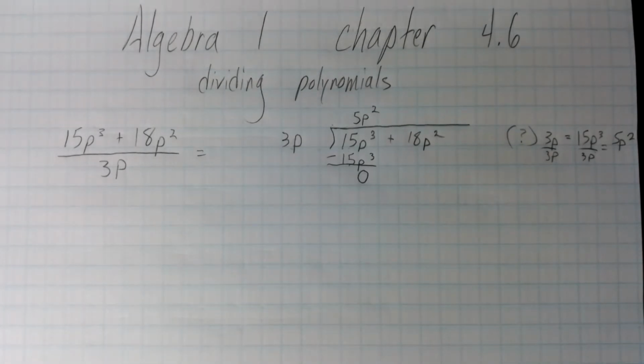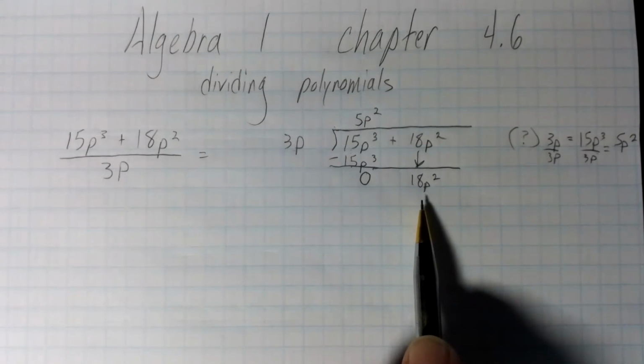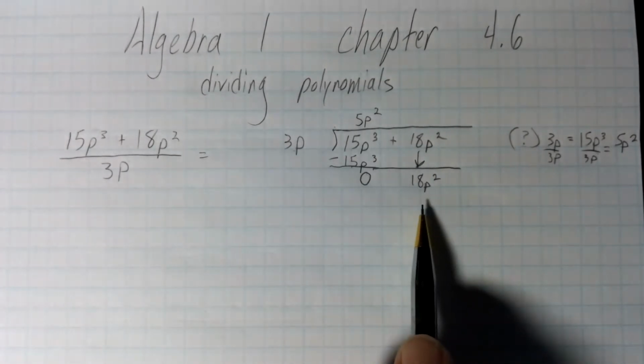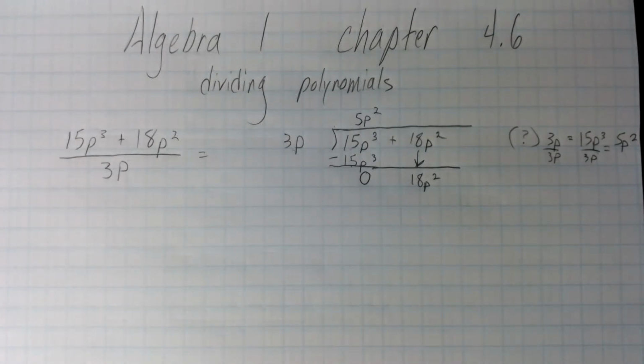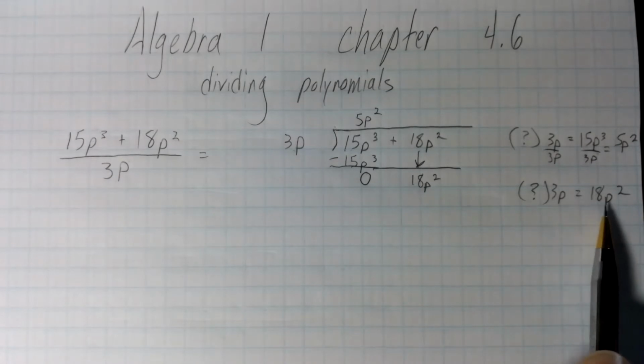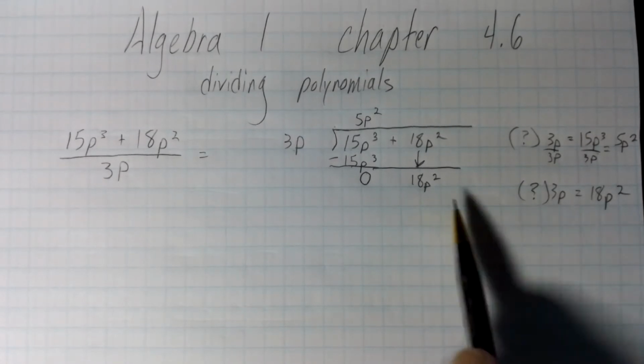And then again, recall what we did in elementary school. We had to bring down the next term, or the next digit. In this case, it's a term. So I brought it down. Now I'm going to repeat what I did here. 3p times something is going to give me 18p squared. So here's my little side work. Something times 3p will give me 18p squared.